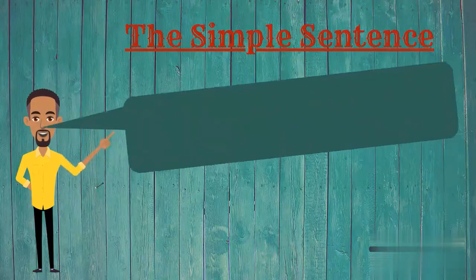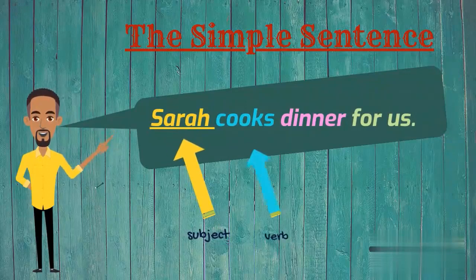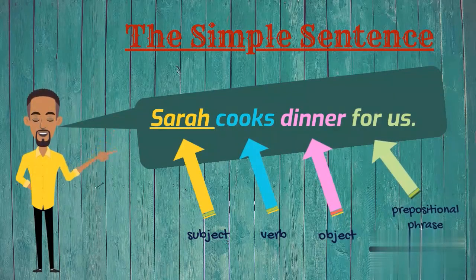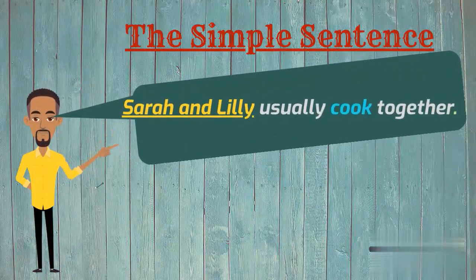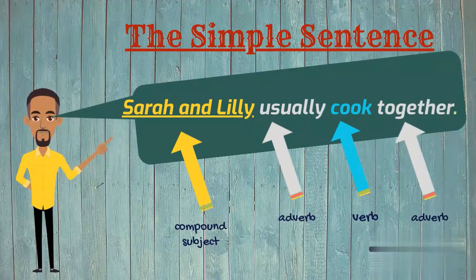Let's study these examples together. Sarah cooks dinner for us. We have a subject, which is Sarah, a verb, cooks. We have an object, dinner, and we have a prepositional phrase, for us. We could have a compound subject like this example. Sarah and Lily usually cook together. Sarah and Lily here represents a compound subject. We also have a verb and two adverbs.